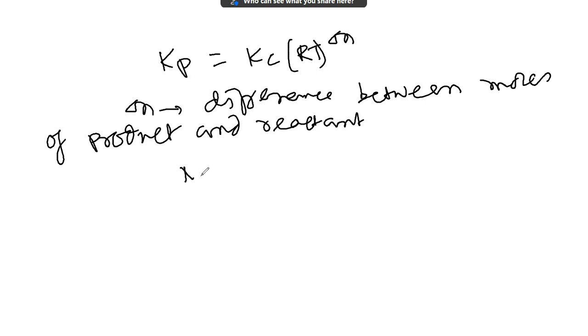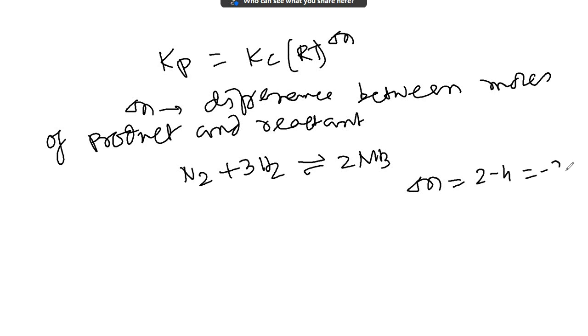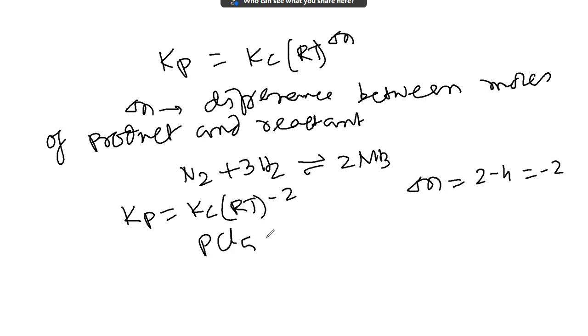Suppose look at the reaction. In this case, delta n: moles of product is 2, moles of reactant is 1 plus 3, 4. Delta n will be 2 minus 4, that is minus 2. Hence, for this particular reaction, Kp is equal to Kc (RT) to the power minus 2. Look at the reaction, another one.